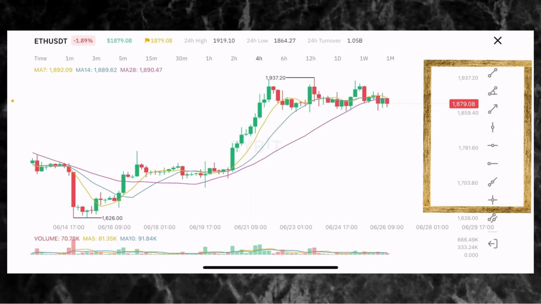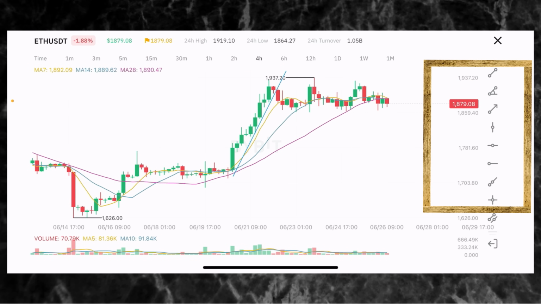Now, for example, the first one is used to draw your trend line. So let's say you want to draw a trend line, you just tap on the icon and you move this to wherever you want to draw your trend line from. So let's say I want to draw my trend line from this point, then you double tap right here and move your line. So you can see right here, this is like I'm drawing an upward trend right there. So you can use that.